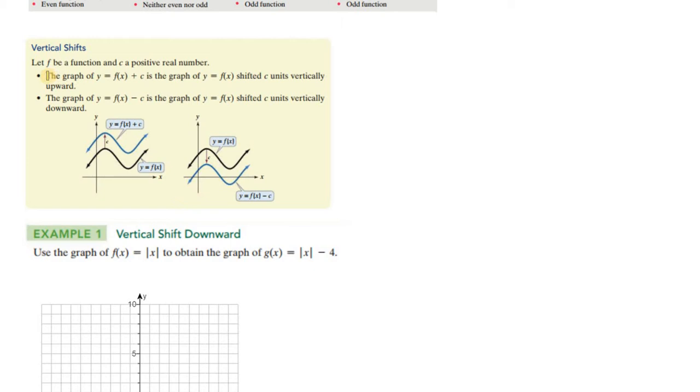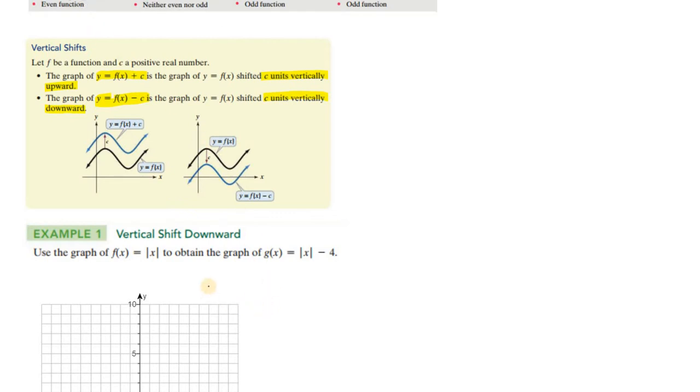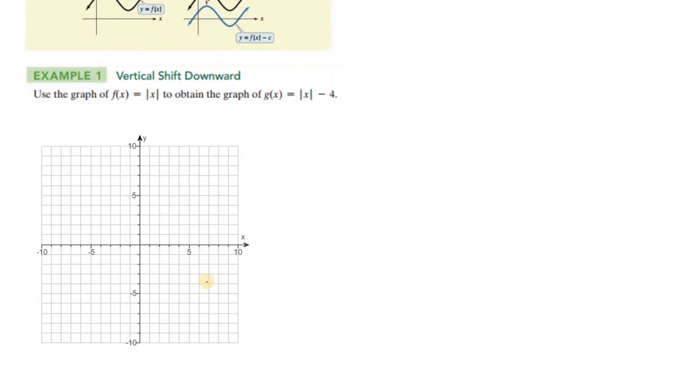So the main thing is we need to know vertical shift just when you have y equal to f of x plus c, and that will be shifting c units vertically upward. And then if we have f of x minus c, then you're going to be shifting vertically downward. Let's go ahead and take a look at example 1. So use the graph of f of x equal to absolute value of x to obtain the graph of g of x equal to absolute value x minus 4.